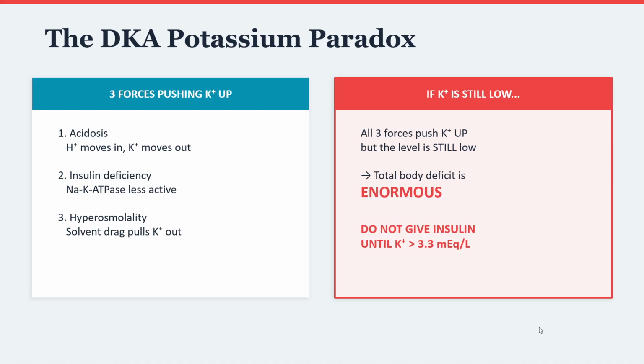And here's the life or death management pearl. Do not start insulin until the potassium is above 3.3 milliequivalents per liter. Some guidelines say 3.5. I know the instinct is to start the insulin drip immediately. The patient is in DKA, the glucose is 900, they are acidotic, but insulin will activate the sodium potassium ATPase and drive that remaining extracellular potassium into cells. The serum potassium will crash and you can get fatal cardiac arrhythmias.